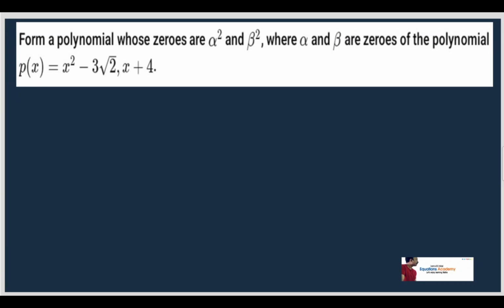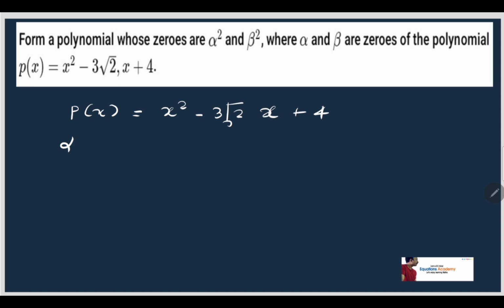Form a polynomial whose zeros are alpha square and beta square, where alpha and beta are zeros of the polynomial p of x is equal to x square minus 3 root 2x plus 4. The polynomial given is p of x is equal to x square minus 3 root 2x plus 4. What is the sum of the zeros?